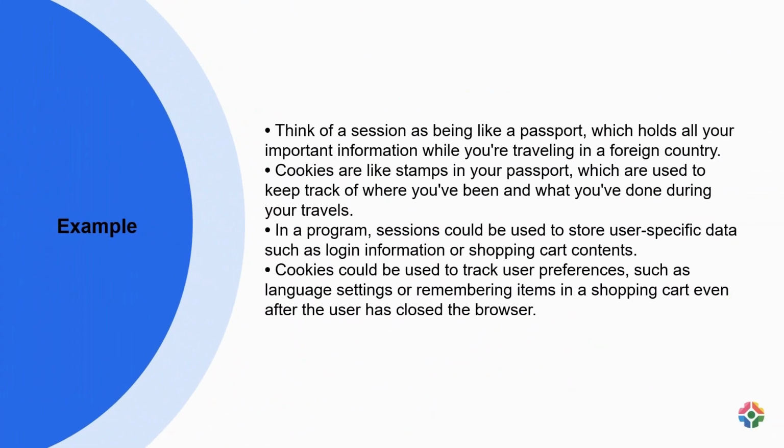Think of a session as being like a passport, which holds all your important information while you're traveling in a foreign country. Cookies are like stamps in your passport, which are used to keep track of where you've been and what you've done during your travels. In a program, sessions could be used to store user-specific data, such as login information or shopping cart contents. Cookies could be used to track user preferences, such as language settings or remembering items in a shopping cart, even after the user has closed the browser.